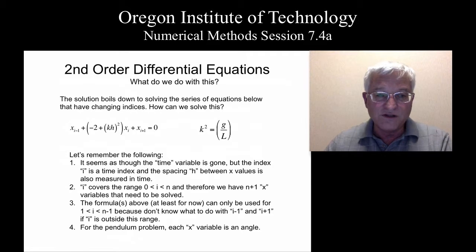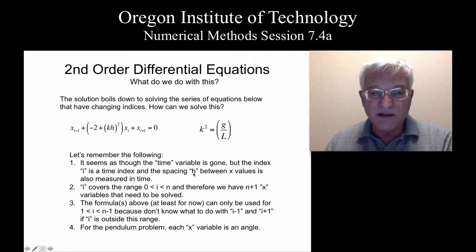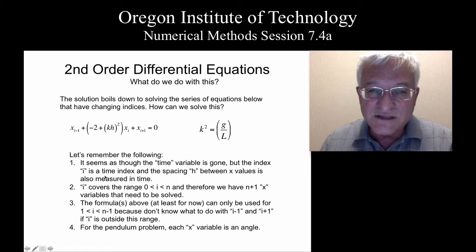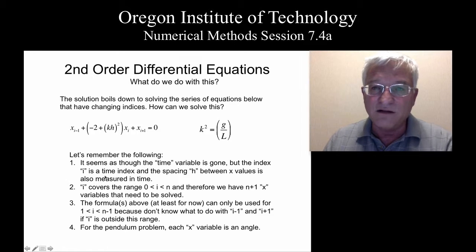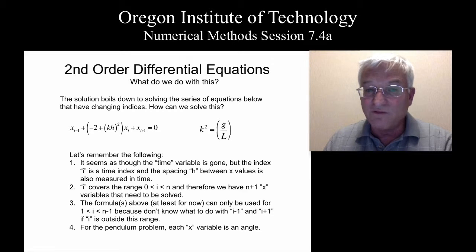So that's very good. Just as a reminder, we haven't lost time. H is your time variable that is keeping track of the time spacing between the angles. The discretization is on time. It is not on angle. The angles are going to be varying and the spacing between angles will vary, but the times will be fixed.